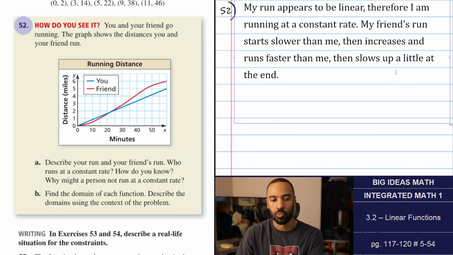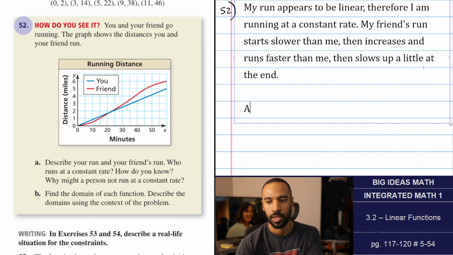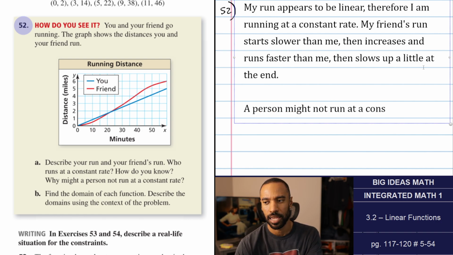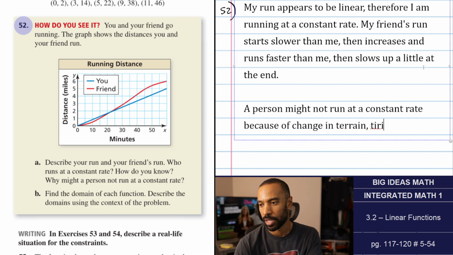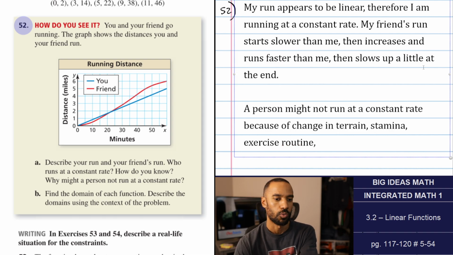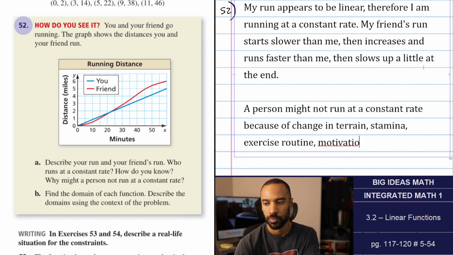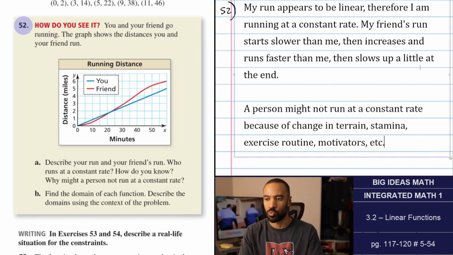Why might a person not run at a constant rate? Bunch of reasons. Terrain. A person might not run at a constant rate because of change in terrain, and that also means elevation, going up and down, going from rocky to smooth. Tiring out, or I'll just say stamina. Changes in stamina. Exercise routine. Whether you want to compete in a certain way. So motivators, etc. There are a lot of different reasons why you might change your running speed.